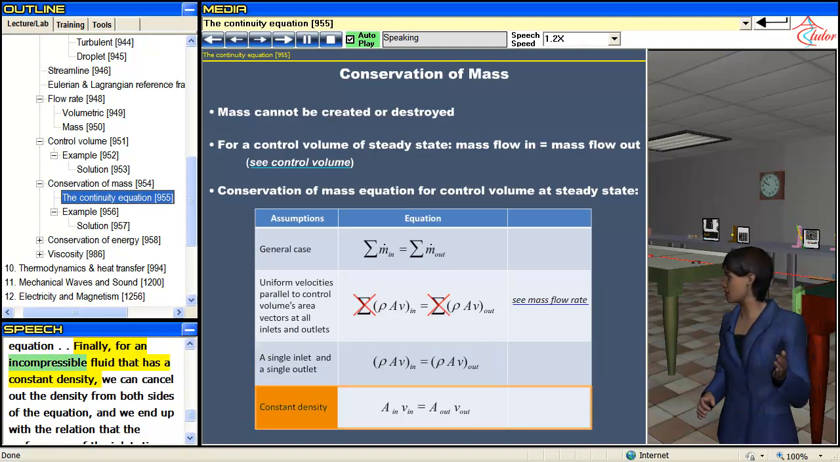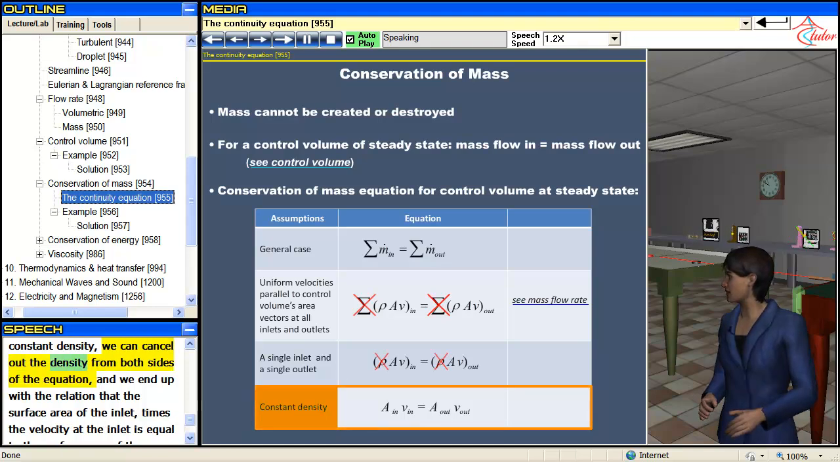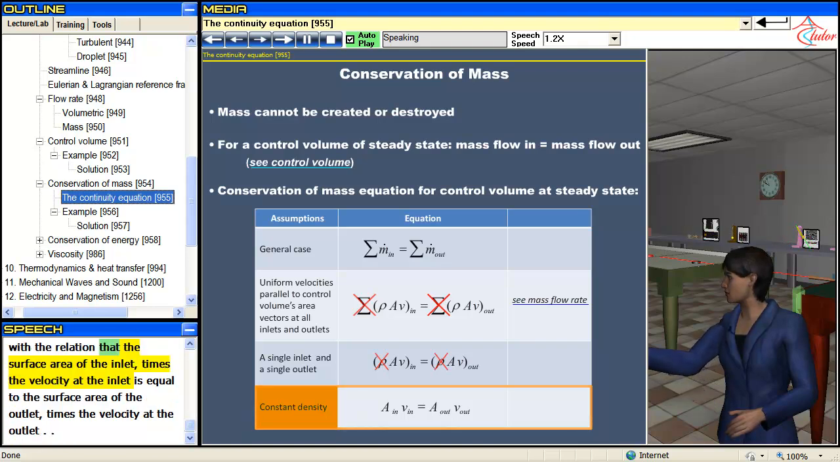Finally, for an incompressible fluid that has a constant density, we can cancel out the density from both sides of the equation, and we end up with the relation that the surface area of the inlet times the velocity at the inlet is equal to the surface area of the outlet times the velocity at the outlet.